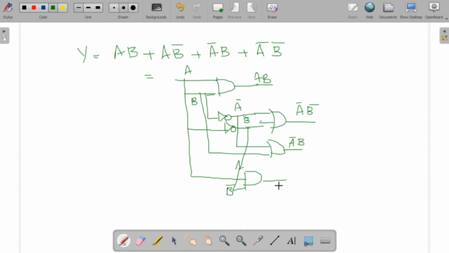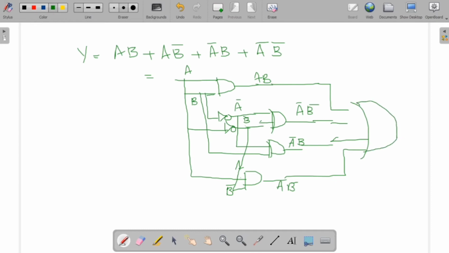B bar, A, B bar. Okay, these gates are AND gates only. So we have 1, 2, 3, 4 inputs. These 4 inputs I have to connect to a 4 input OR gate, and you will be getting the output Y. It will add AB, A bar B bar, A bar B and AB bar.